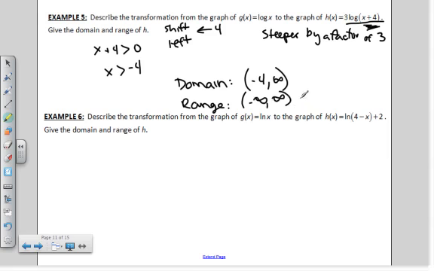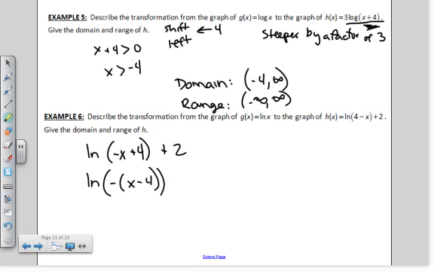Okay, let's look at our next one here. This one we're going to describe the transformation of the natural log function. And here we want to actually do a little work. If we factor a negative out of this, we get ln of negative parentheses x minus 4, plus the 2 afterwards.